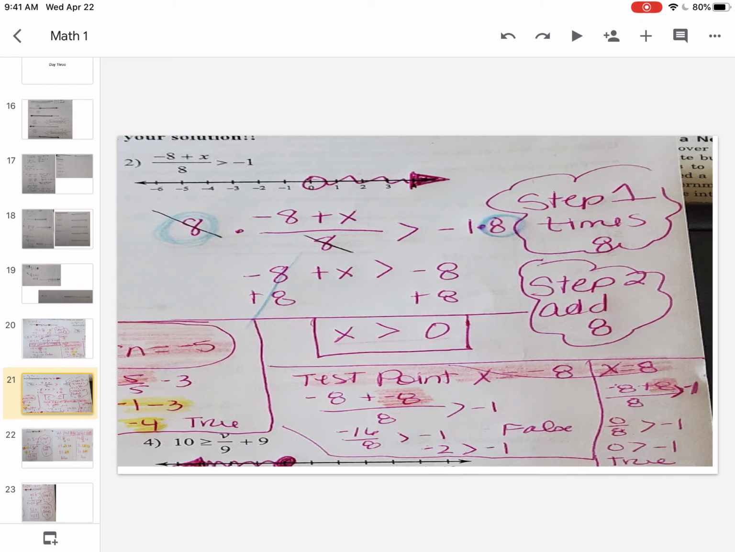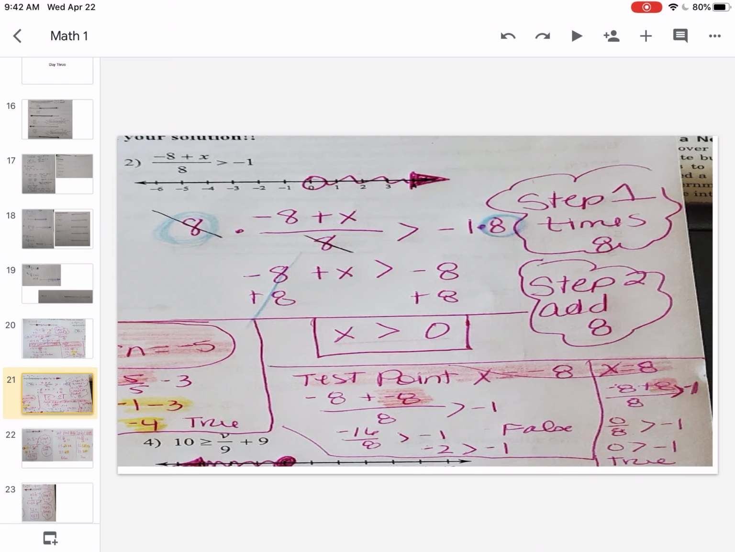So I multiplied both sides by 8. I was able to cross out the 8's then, okay? But I had to multiply the other side by 8. So after I got rid of that, I had negative 8 plus x is greater than negative 8. And then to get rid of the negative 8, I added plus 8, crossed out my 8's on the left side in blue, brought down my x, okay, and then x is greater than 0, okay.